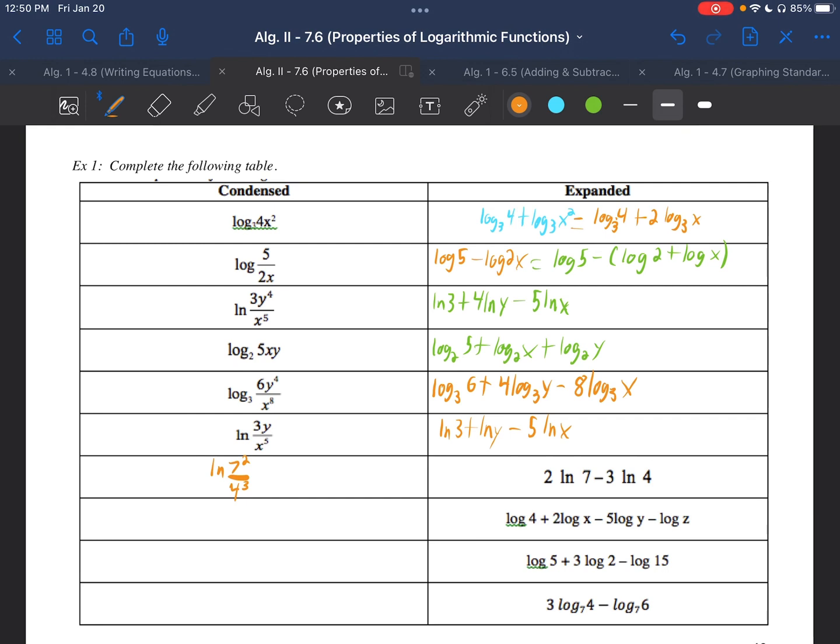On the next one, log base 4, not log base 10, of 4, plus 2 log of x, that'd be x squared, so times x squared, and then minus, and since these are both being subtracted, they're both on the bottom of the fraction. So 5 log y would be y to the 5th, and log z would be times z. So that would be the condensed form. Next, I would encourage you to try this one on your own.